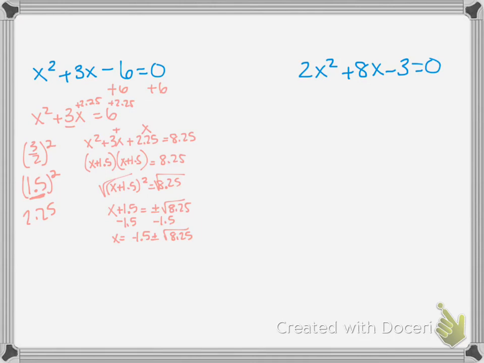Okay, my next one here is a little different because of that 2 right there. So let's move that 3 over. So I've got 2x squared plus 8x is equal to 3. Okay, I can't do my perfect square trinomial because I won't be able to get a perfect square with this 2. So to get rid of that 2, we're going to take him out by dividing him.